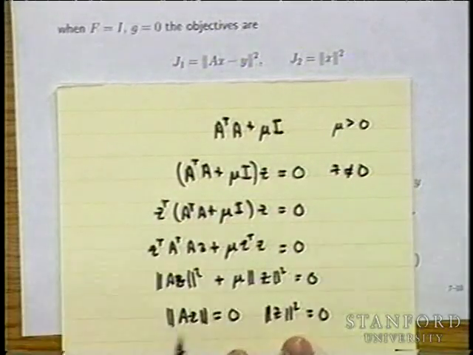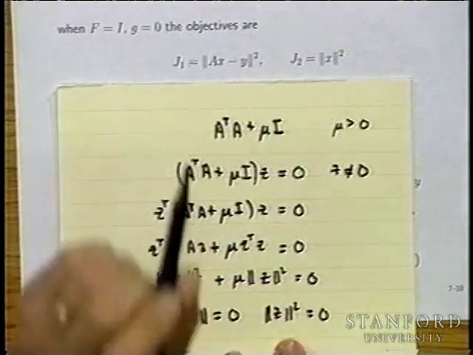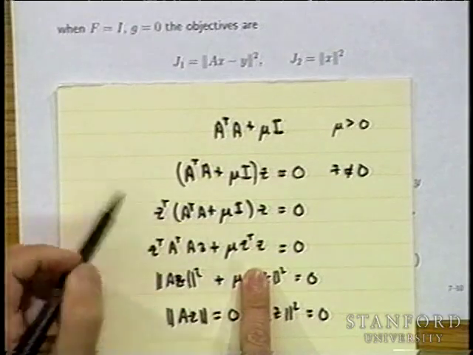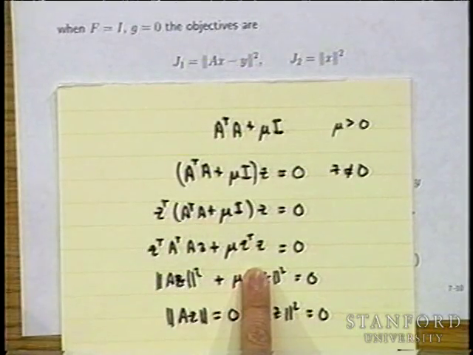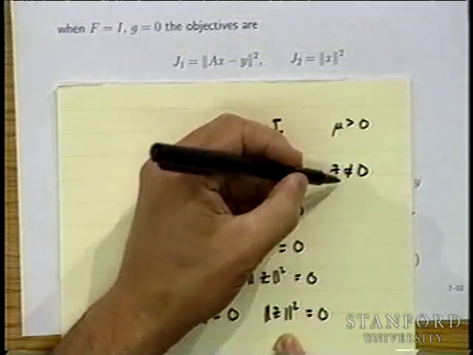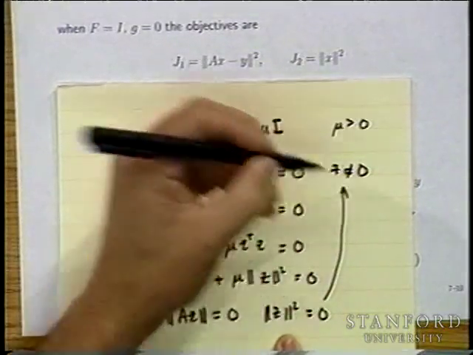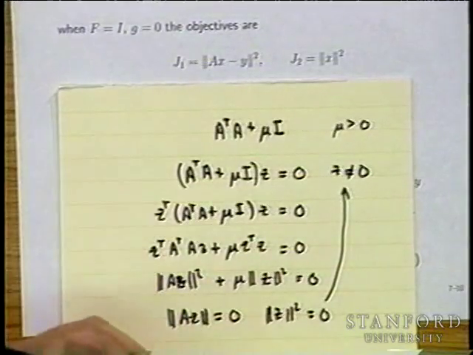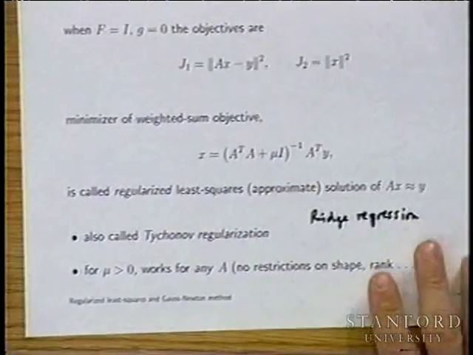Oh, by the way, if you want to know where the mu positive comes in, it's right now. Because if mu is 0, I can't assert this, all I can say is that. Okay? So this says, because z is not 0 up here, we have our contradiction and we're done. Okay? So that's why this works. That's one way to say it.